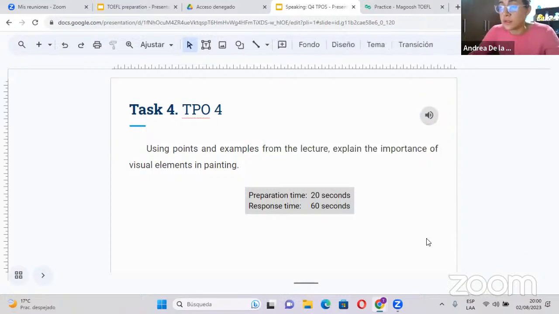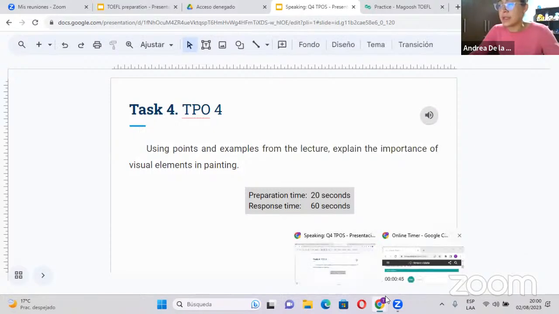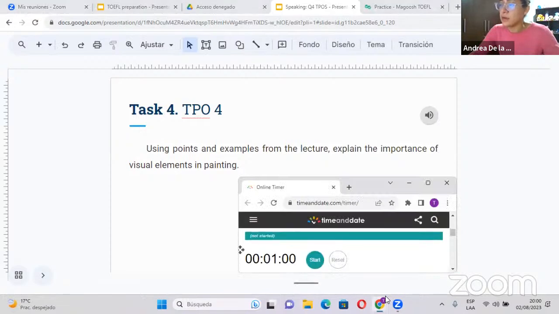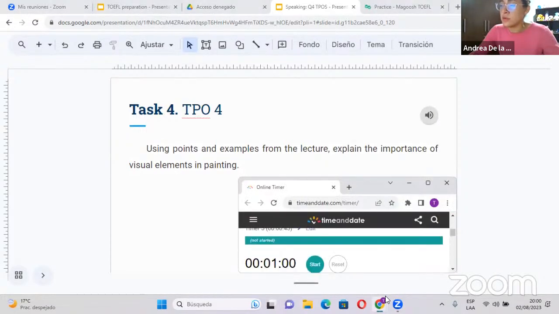Now the question says, using points and examples from the lecture, explain the importance of visual elements in painting. Now you'll have 20 seconds to prepare your response.